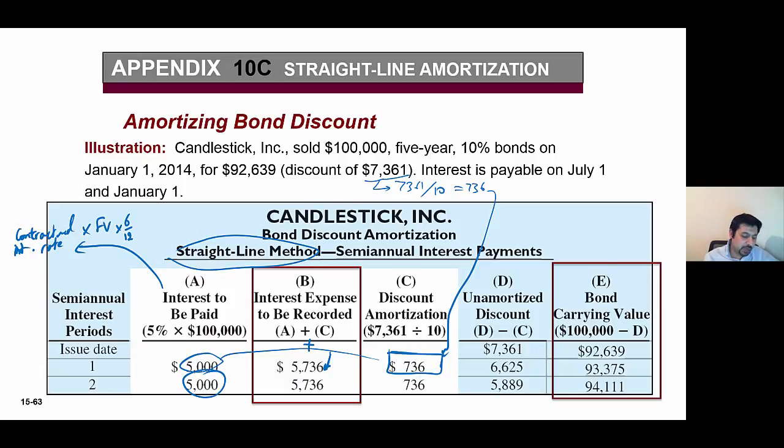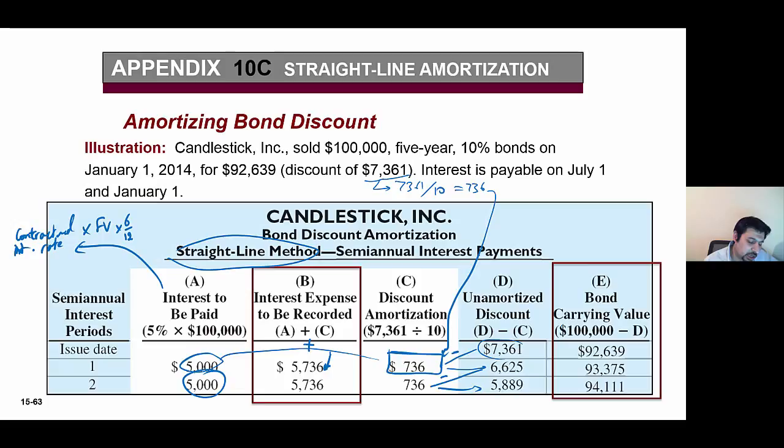As a result, the interest expense here will be $5,736. Now the unamortized discount will be simply the initial one minus 736, and that would give us 6,625. And for the next payment, it will again be minus this one, and that would be 5,889.